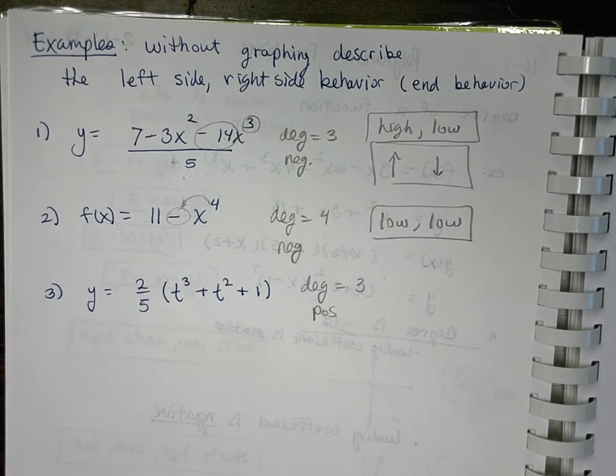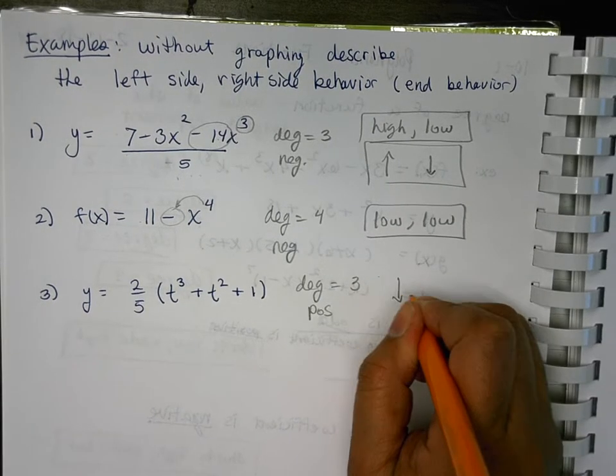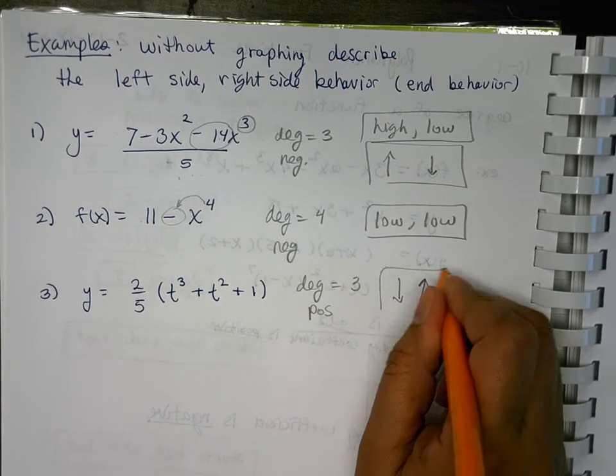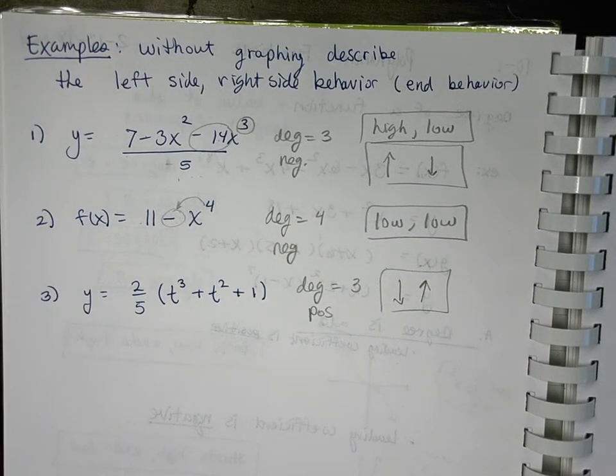So do your arrows or your words. That's a cubic graph. Think of a cubic graph, and it's positive. So it's low, high. However you do it, arrows or words, it's up to you. All right, questions?